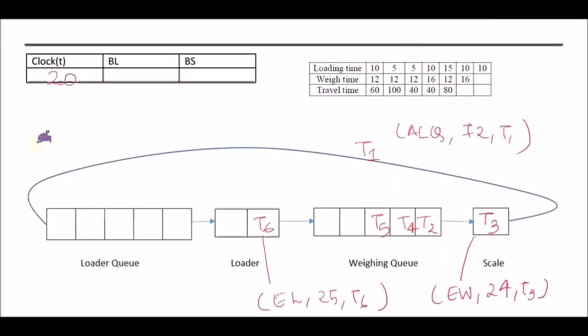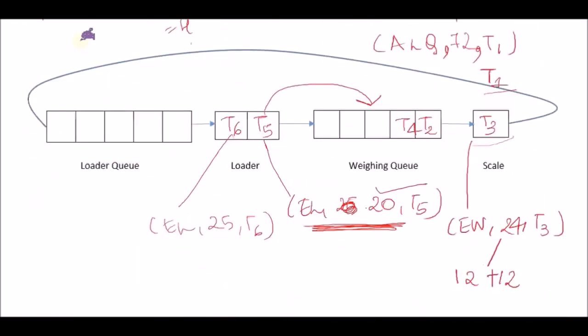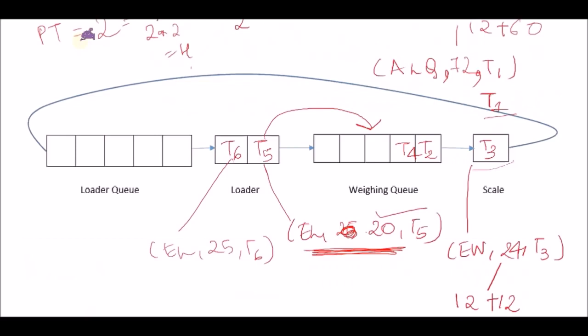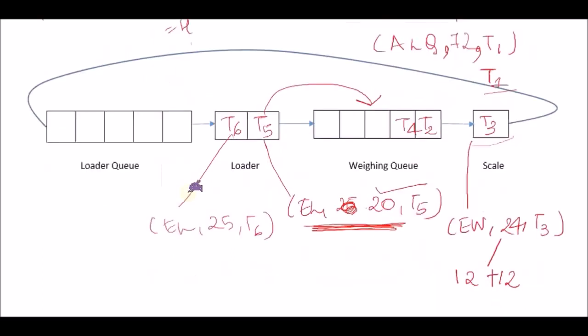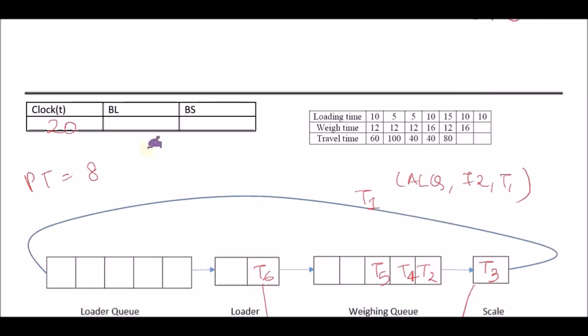Now let's calculate BL and BS. The time passed is 28 minus 12, since the last clock was 12 over here. In these 8 minutes that have passed, both the loaders were busy. When you're calculating BL and BS, you refer to the previous set because you're referring to the past. In those 8 minutes, how many were busy in the loader and how many were busy in the scale? Since both the loaders were busy and the scale was busy, this is going to be 8 into 2, and this is just going to be 8.